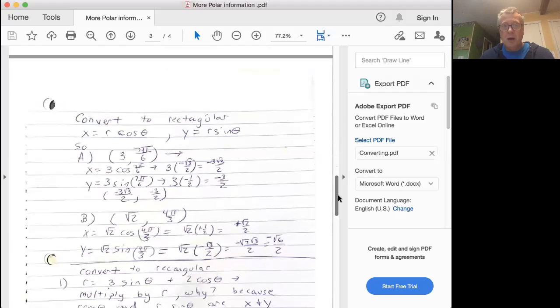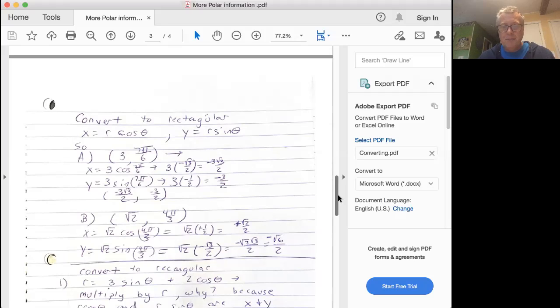To convert to rectangular or Cartesian coordinates, remember x is equal to r cosine theta and y is equal to r sine theta. So if we have the point 3, 7 pi over 6, we just plug those values in. Our first value is r, and the 7 pi over 6 is the angle. So 3 cosine 7 pi over 6 gives us 3 times minus the square root of 3 over 2. And so we multiply that out, we get minus 3 square root of 3 divided by 2.